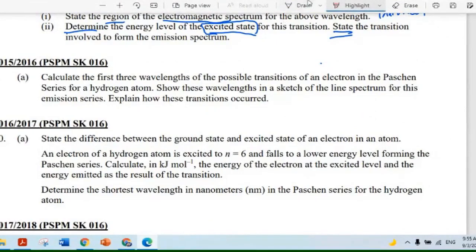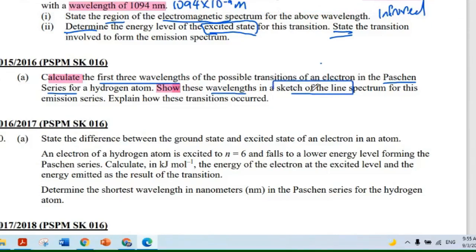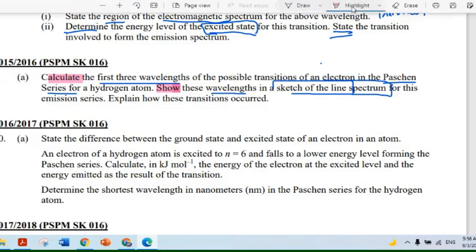Then now start. Calculate the first 3 wavelengths of the possible transitions of an electron in the Paschen series for a hydrogen atom. And show the first 3 lines. Show what? Wavelength of the line spectrum. Sketch the line spectrum. Explain how this transition occurs.